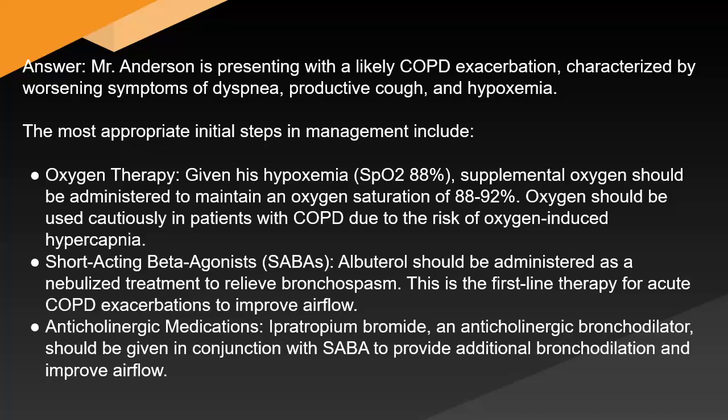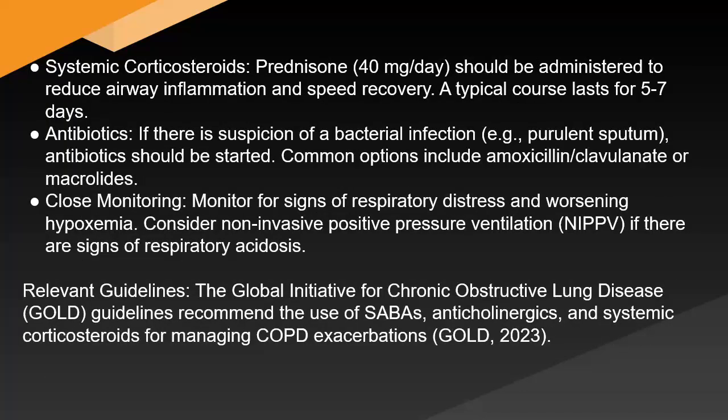Anticholinergic medications, e.g. ipratropium bromide, an anticholinergic bronchodilator, should be given in conjunction with SABA to provide additional bronchodilation and improve airflow. Systemic corticosteroids, e.g. prednisone 40 mg, should be administered to reduce airway inflammation and speed recovery. A typical course lasts for 5-7 days. Antibiotics: if there is suspicion of a bacterial infection, e.g. purulent sputum, antibiotics should be started. Common options include amoxicillin clavulanate or macrolides.